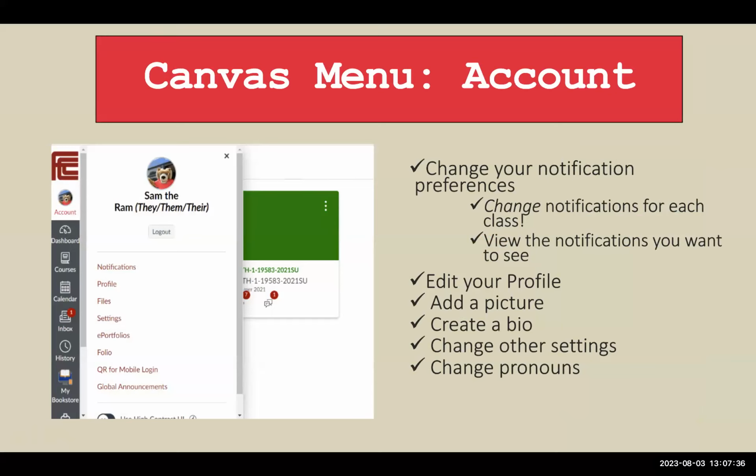Okay, so the Canvas menu account, which is usually a picture on the left side. You're able to change notification preferences, change notifications for each class, and view notifications you want to see. You're able to edit your profile, and also add a picture. And you're also able to create a bio, change other settings, and add your pronouns.